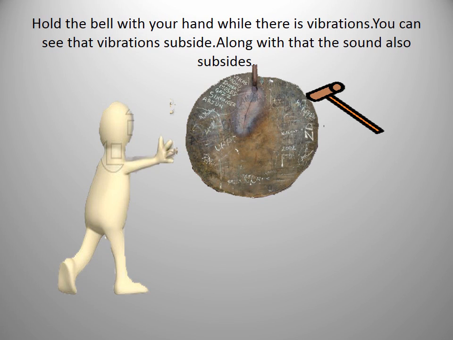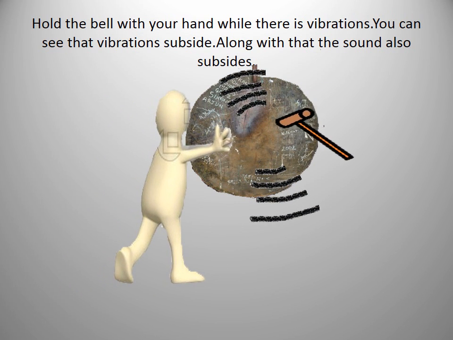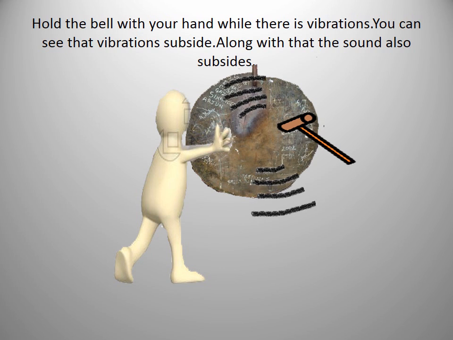Then what you have to do is hold the bell with your hand while there are vibrations. You can see that vibrations subside. Along with that, the sound also subsides. That is, you can notice that when we strike the bell with a hammer, vibrations are formed and we can hear the sound. Then if we hold the bell with our hand, the vibrations slowly subside, and along with that, sound also subsides. What can you infer from this?